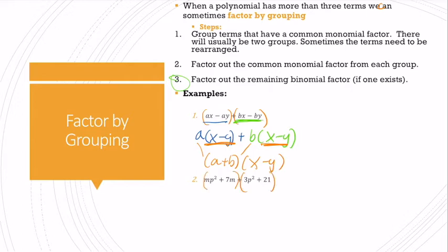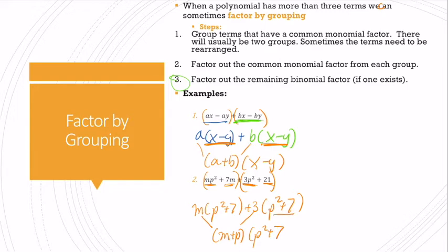I put in my grouping symbols. The greatest common factor of mp squared and 7pm is m. The greatest common factor of 3p squared and 21 is 3. So I collect my greatest common factors and what they left behind. I can always check my answer by foiling.